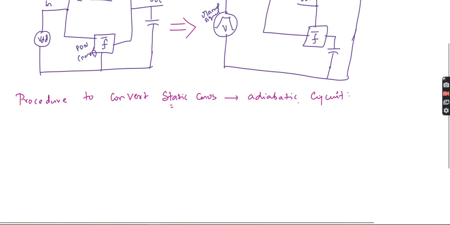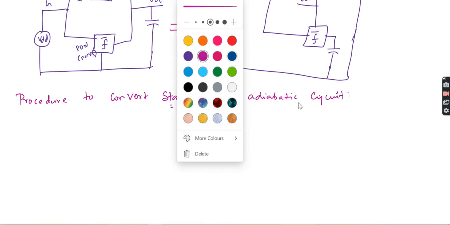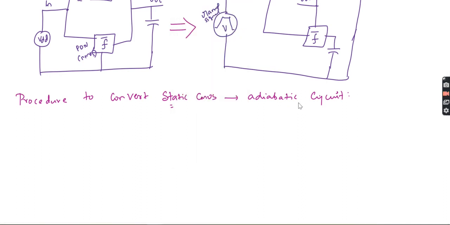First, what you need to do first, you have to start with the static CMOS gate. Okay, start with the static CMOS gate. The adiabatic logic gate for the same Boolean function can be realized. So you have to start. So first, step number 1, let's say.